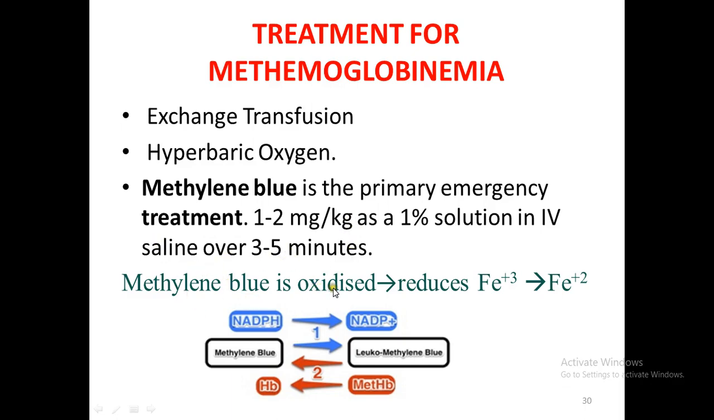Methylene blue is oxidized, and this reduces ferric back to ferrous. So this is how methylene blue works, that instead of ferrous being oxidized to ferric, methylene blue itself is oxidized, and thus it reduces the ferric form of iron back to the ferrous form of iron.